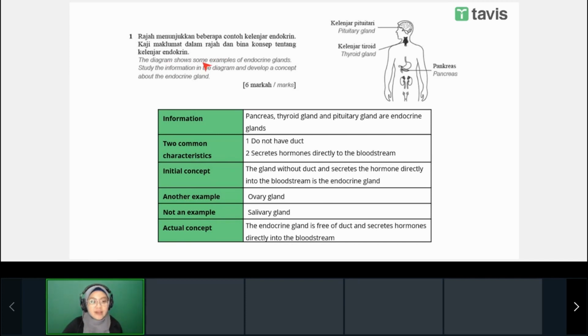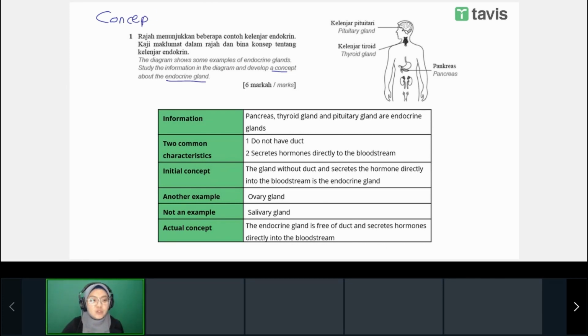Diagram shows some examples of endocrine gland. Study the information in the diagram and develop a concept about endocrine gland. This is a conceptualized question.